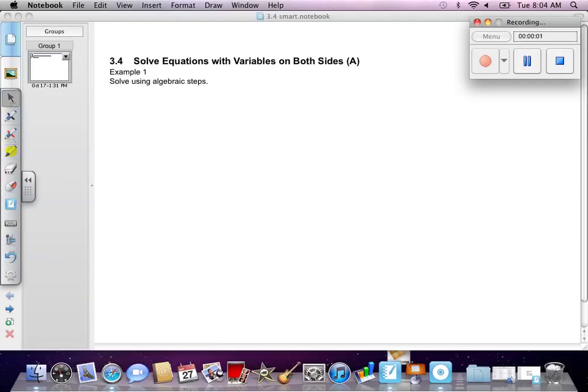All right, ladies and gentlemen, we're again doing solving equations, except this time we have letters on both sides of the equal sign. So our first step for all of these is to figure out where the variables are, where the letters are, and get them on the same side. And then we solve just like we did yesterday.